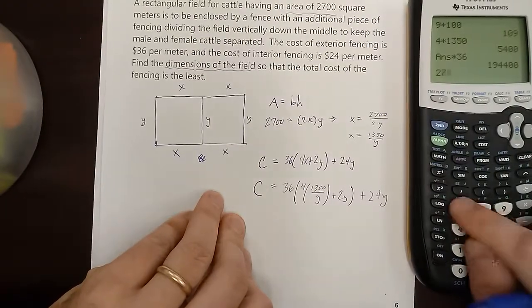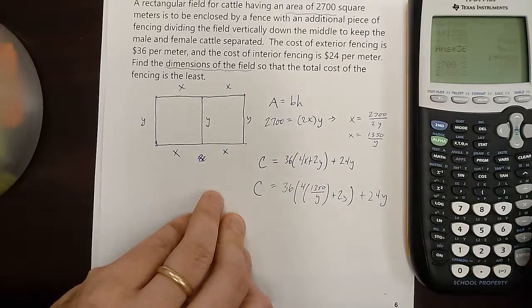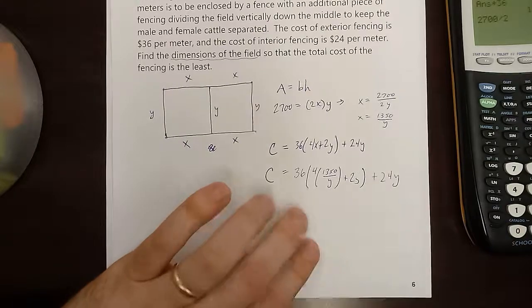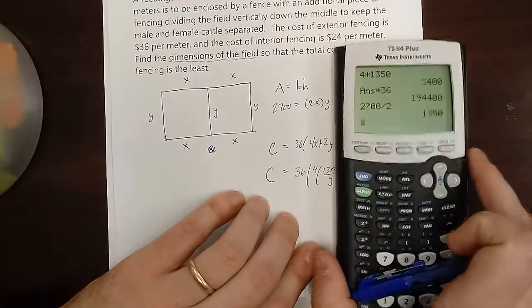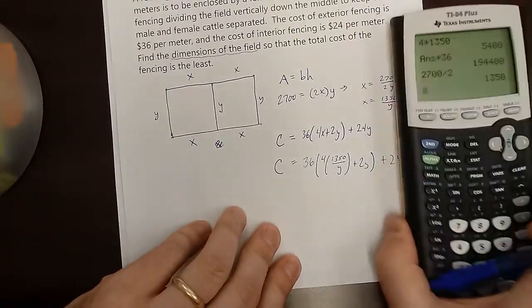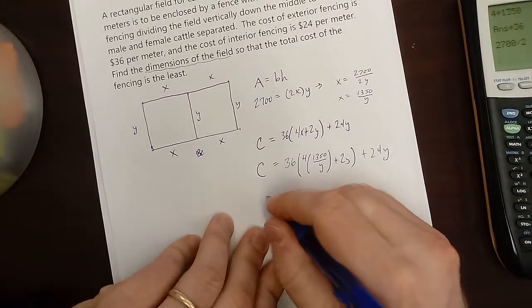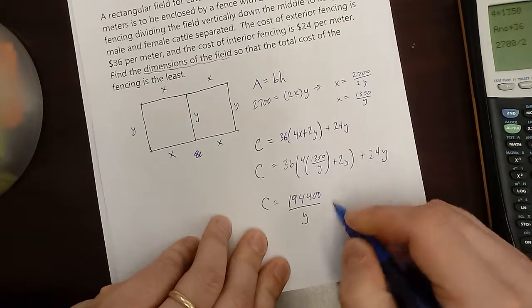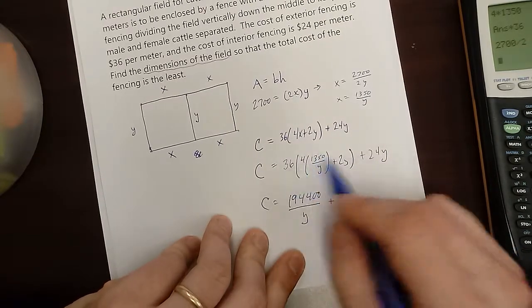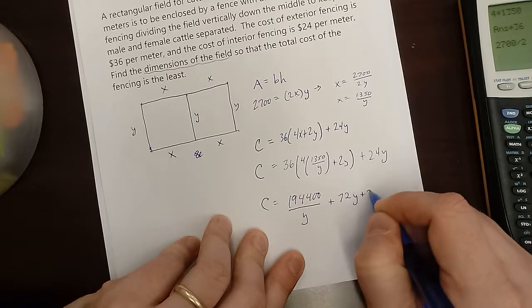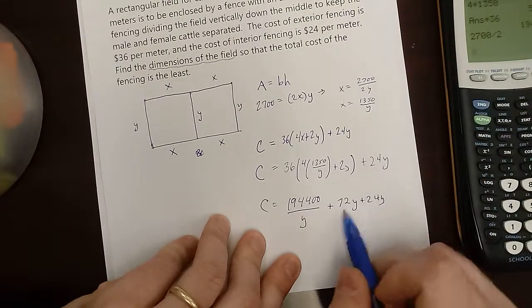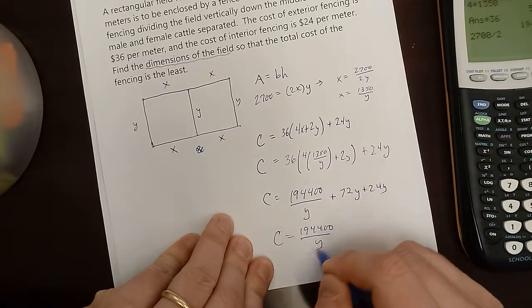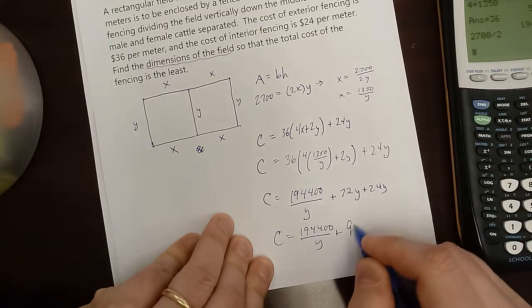While I'm at it, I may as well just double check. Yeah, okay. So 194,400. Okay, so C is equal to 194,400 over y plus 72y plus 24y. 72 plus 24 is 96. So C is equal to 194,400 over y plus 96y.